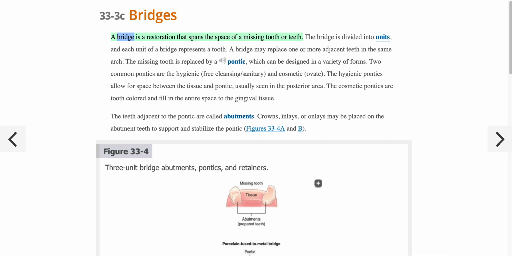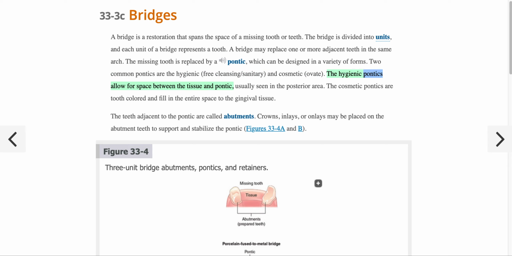Bridges. A bridge is a restoration that spans the space of a missing tooth or teeth. The bridge is divided into units, and each unit of a bridge represents a tooth. A bridge may replace one or more adjacent teeth in the same arch. The missing tooth is replaced by a pontic, which can be designed in a variety of forms. Two common pontics are the hygienic, free cleansing sanitary, and cosmetic, ovate.